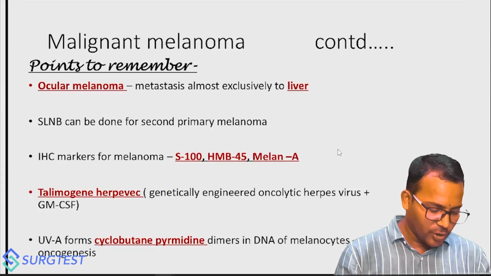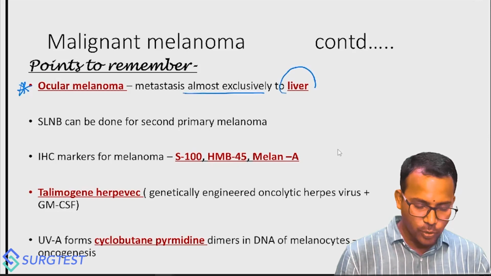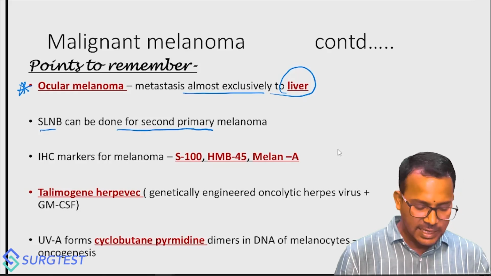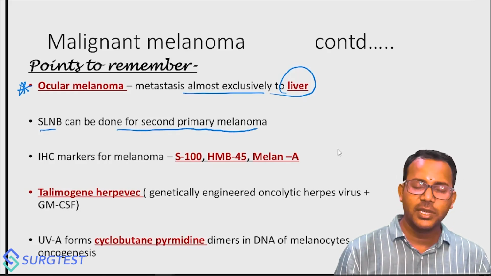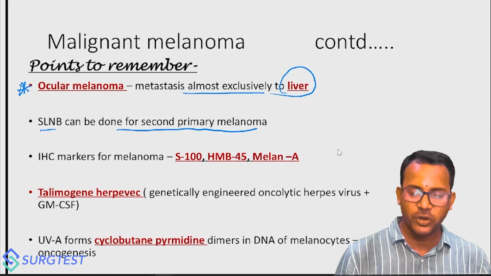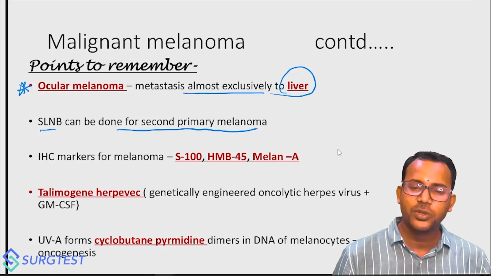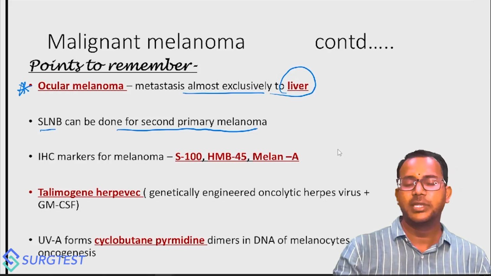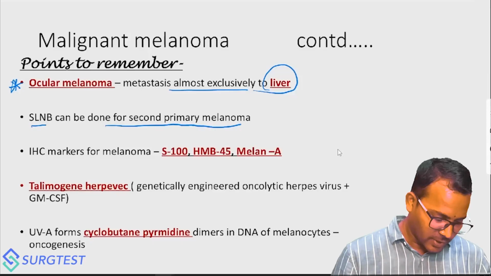These are like your ocular melanoma, wherein the metastasis is exclusively to liver. Okay, sentinel node biopsy can be done for a second primary lesion also. So that is the reason you see observation. Even though you have a positive sentinel node biopsy, still you can keep the patient on observation. That is to say, if later on the patient gets another second primary, still you can do the same treatment, which is wide local excision with sentinel node biopsy.